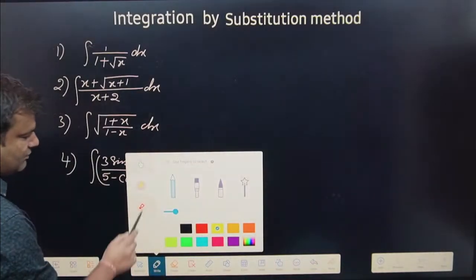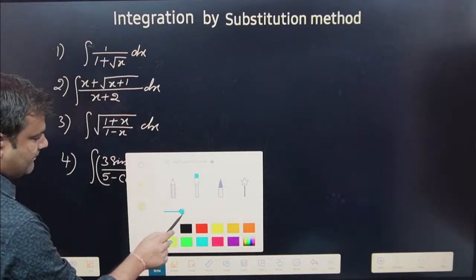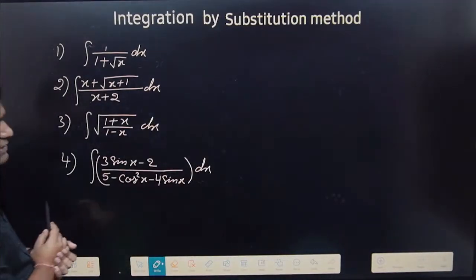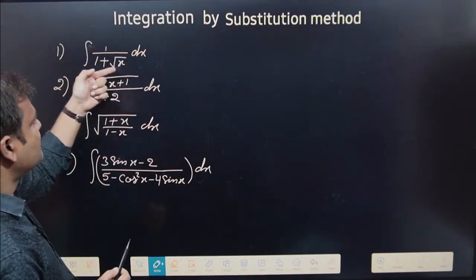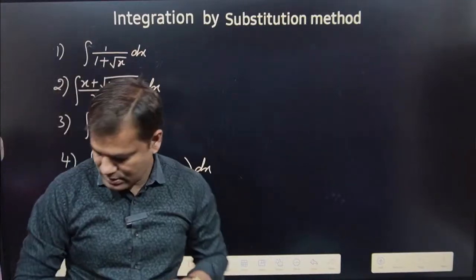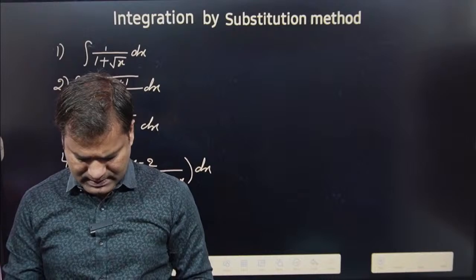We will focus on them one by one. The first question is the integration of 1 upon 1 plus root x dx. How can we do this type of problem?